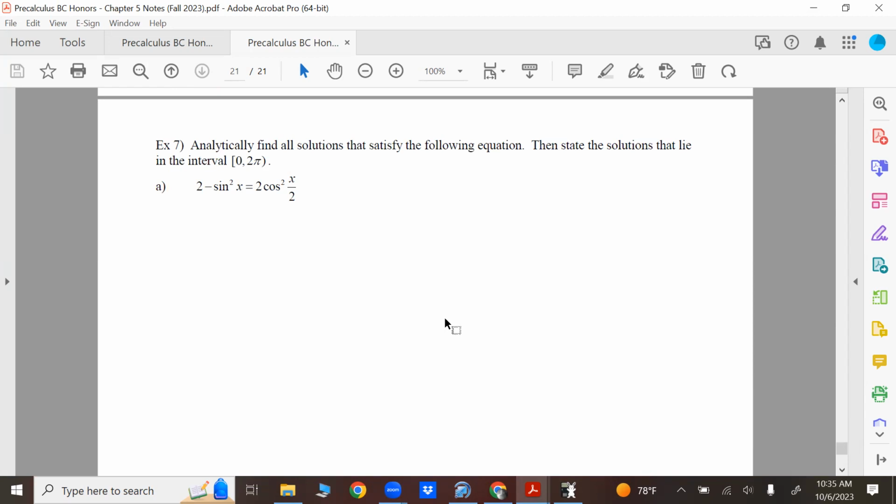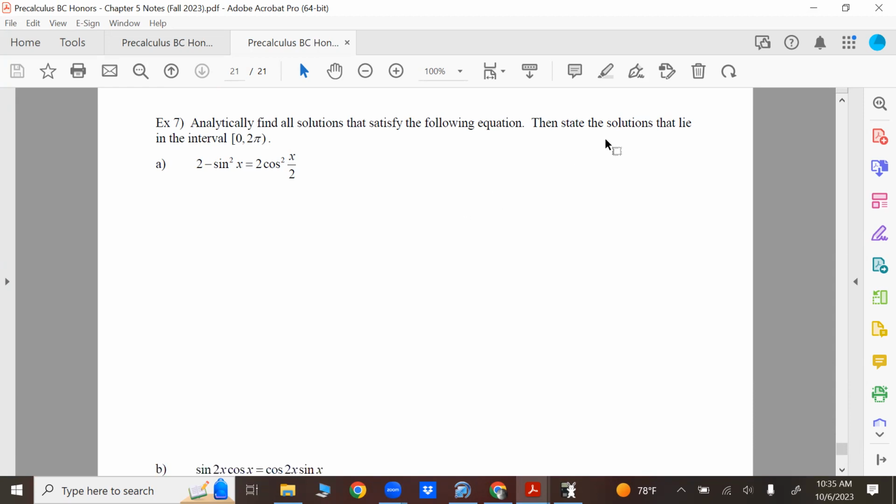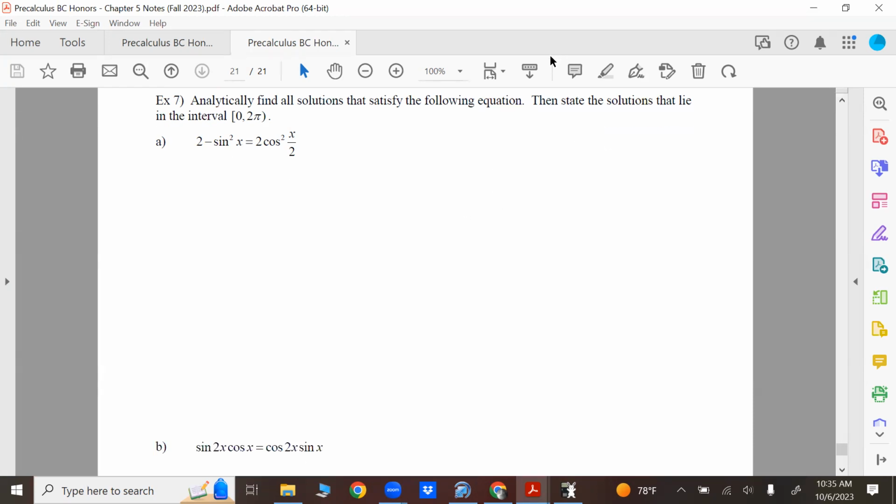We're going to do general solutions as well as solutions that lie in the first rotation of the unit circle going counterclockwise. Okay, so here we go. 2 minus sine squared x. Actually, I take that back. Let's make that 1 minus cosine squared x, because I suspect we're going to have everything in terms of cosine anyway.